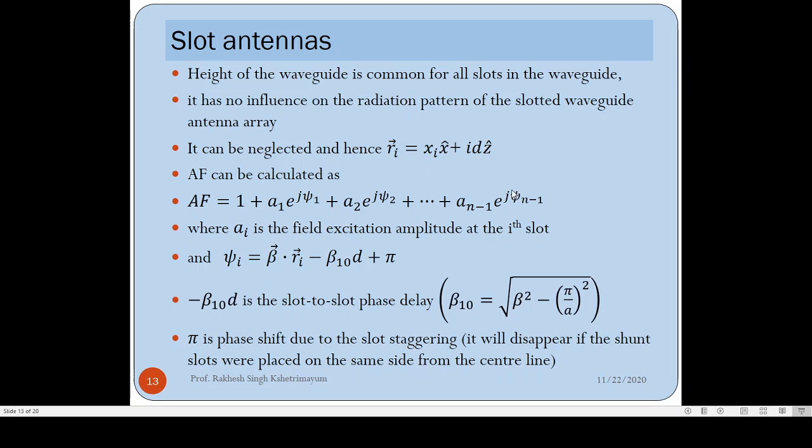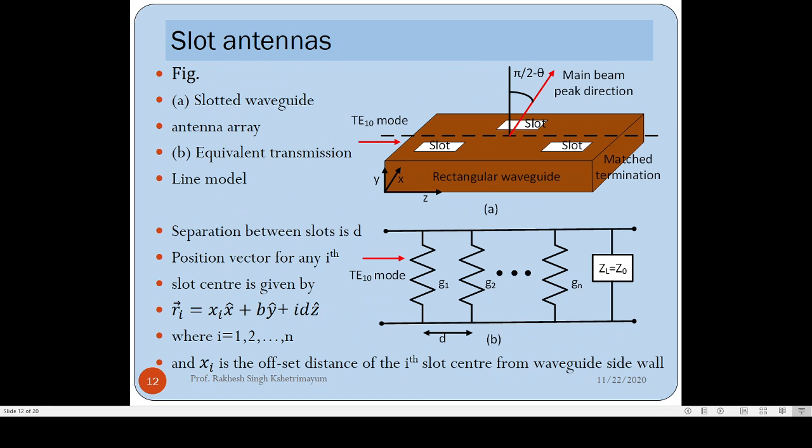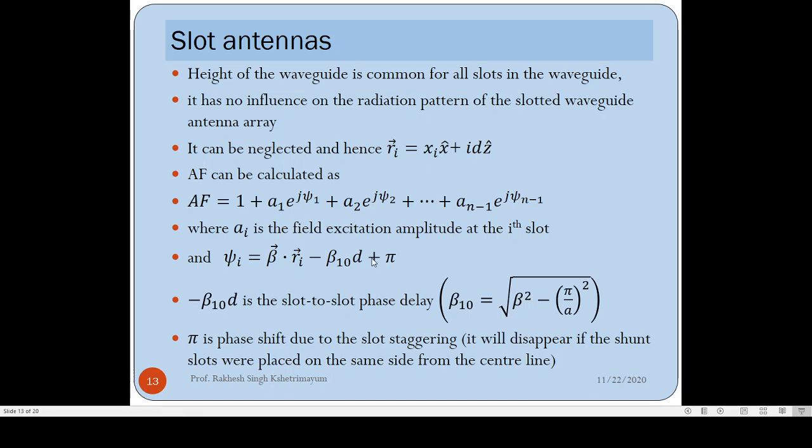What is this phase shift here? Psi I. Psi I would be beta dot Ri minus beta 10 d plus pi. What is this? Minus beta 10 d is basically, inside the waveguide the field is propagating, the dominant mode is propagating. As it moves a distance d from one slot to another slot, the fields which are propagating in T10 mode move from this slot to another slot, this slot to another slot. How much is the phase shift due to motion along the z-axis? That is minus beta 10 d.